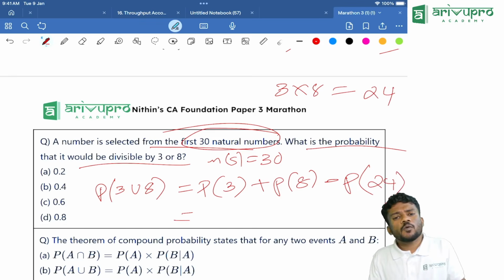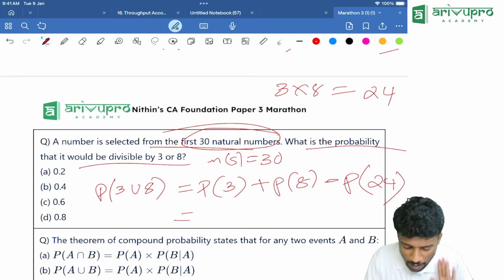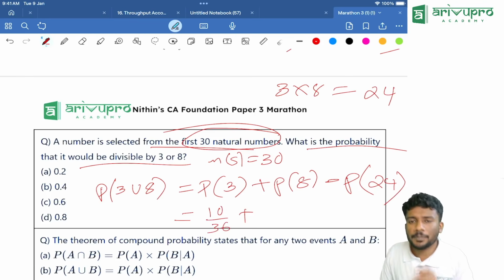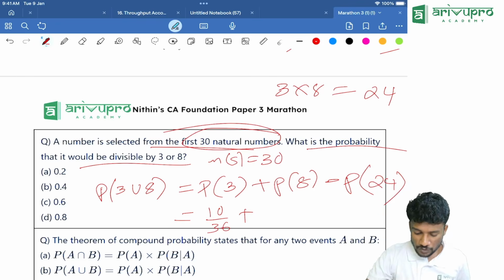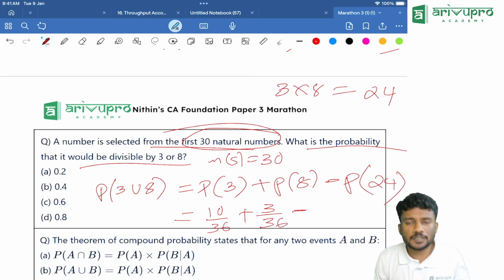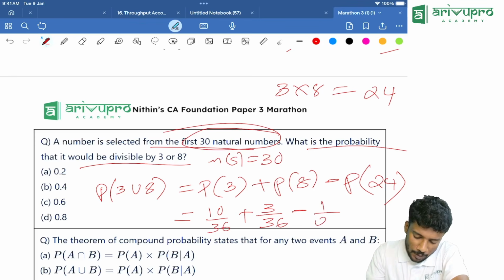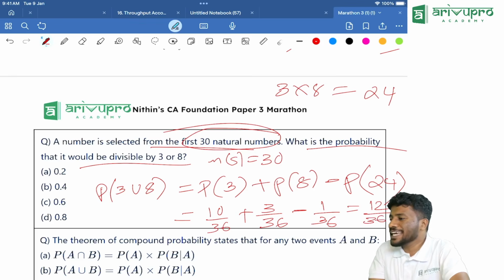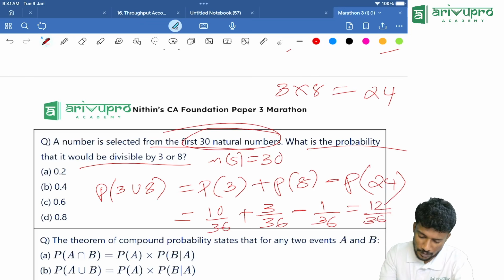Now tell me people, how many numbers are divisible by 3 between 1 and 30? How many are there? 10 are there. 10 by 30. Correct? Plus, how many are divisible by 8? 8 is there, 16 is there, 24 is there. That means 3 by 30. Minus, divisible by 24 between 1 and 30 is how much? Only one number is there. That number is 24. It is 1 by 30. Now tell me how much is the answer. 12 by 30. Give me the decimal. How much is the answer? Is it 12 by 30? Yes.